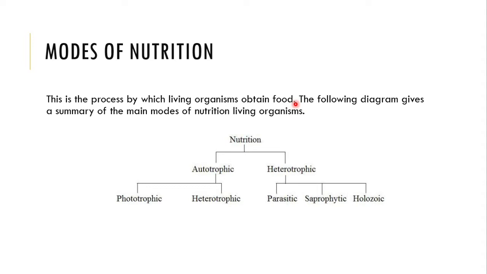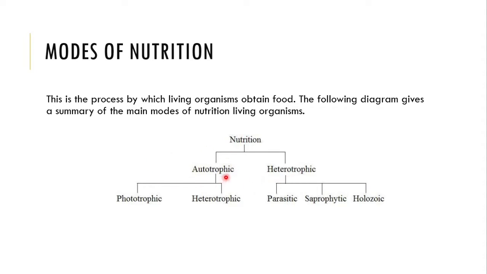Now the following diagram gives a summary of the main modes of nutrition in living organisms. Modes, types, it's just the same thing. So we understand what nutrition is, and there are two types of nutrition. We've got autotrophic nutrition and heterotrophic nutrition. These are the two types or modes of nutrition.